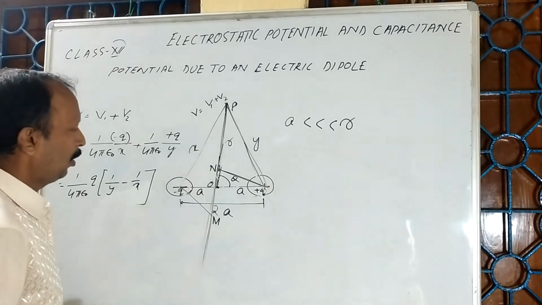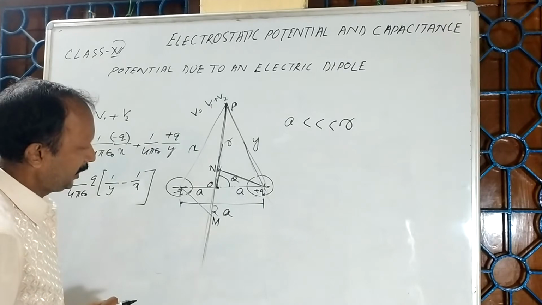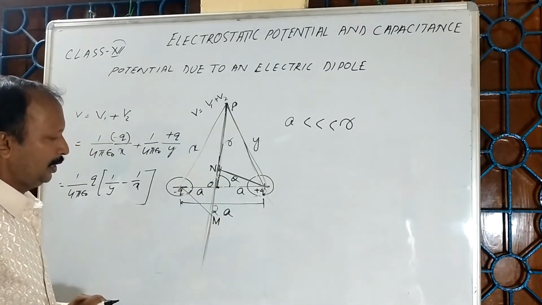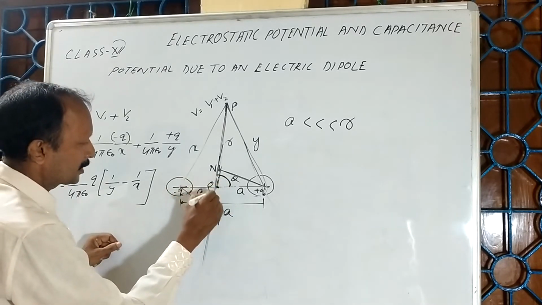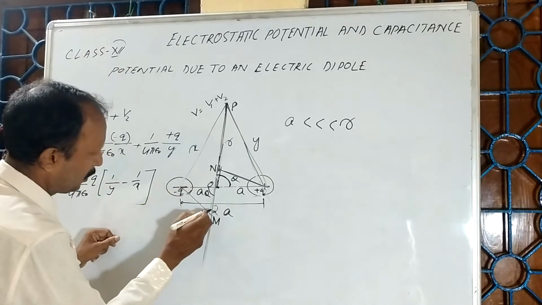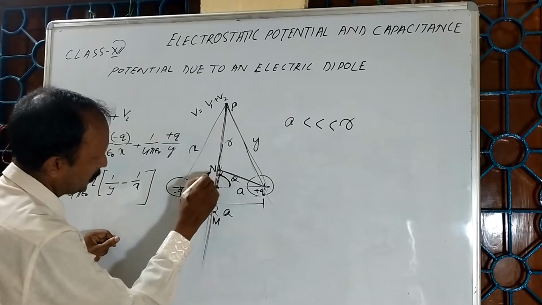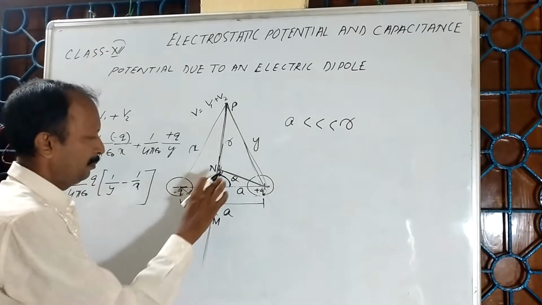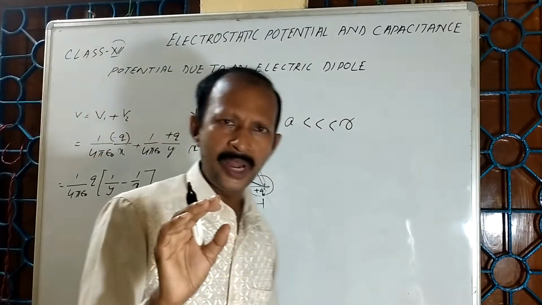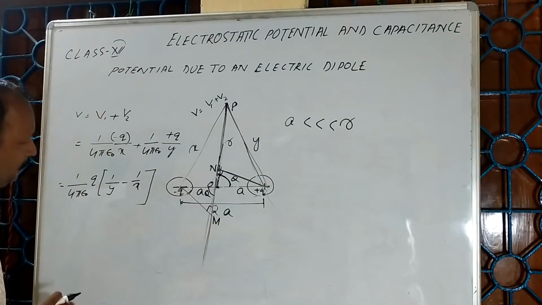Now listen carefully. In these two triangles, you will find that here to here is A, and here to here is also A. Clear? These two angles are vertically opposite angles, and I have drawn the perpendicular from here to here. This is 90 degrees, this is also 90 degrees. That means you can say these two triangles are congruent.